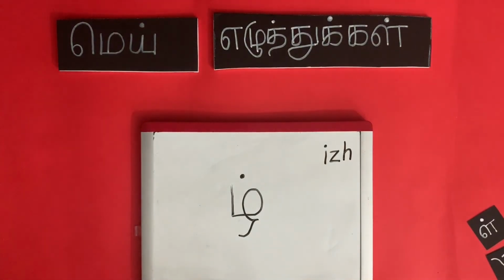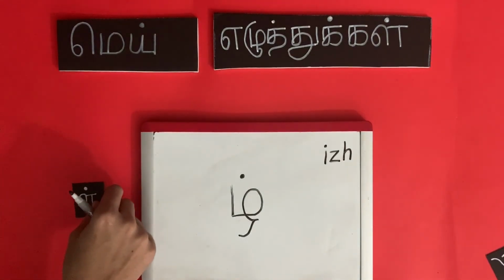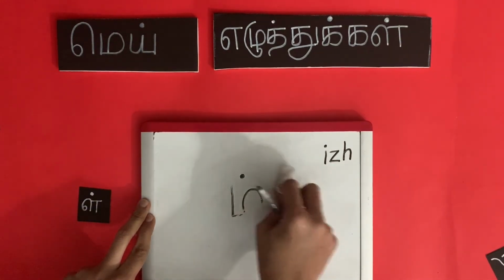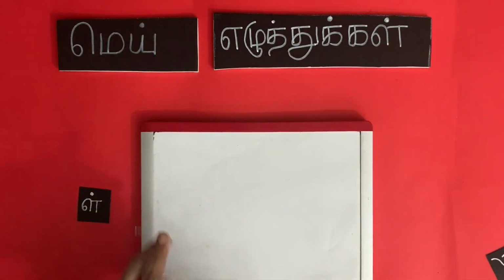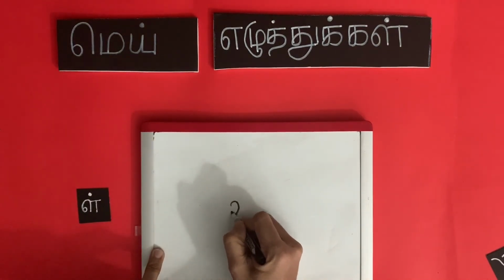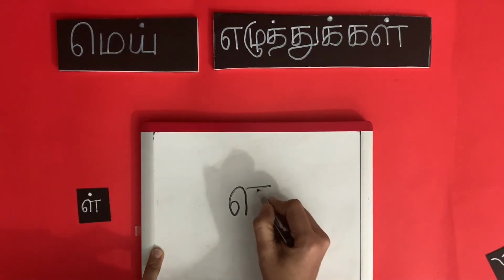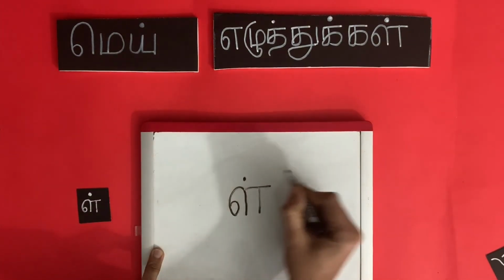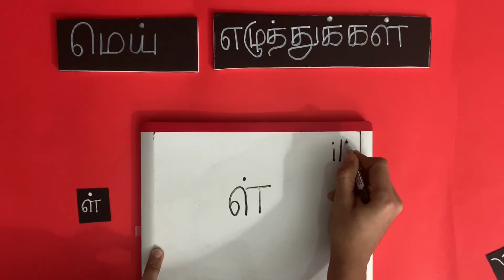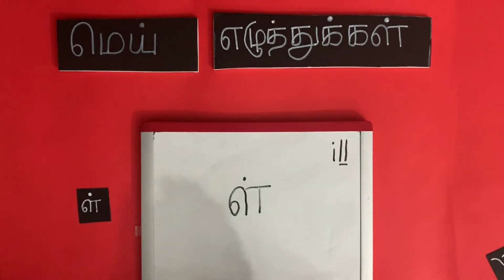The next letter is going to be yin. What is it? Yin. So you make a shape like that, straighten it, come down. This is called yil. I'm putting two yells so that you understand how to pronounce with a stress.